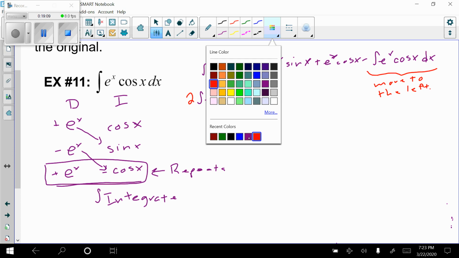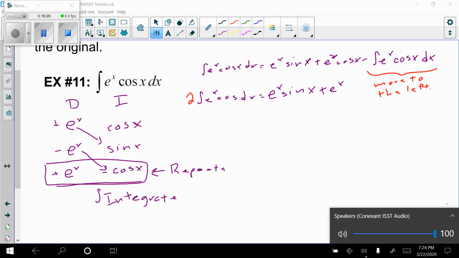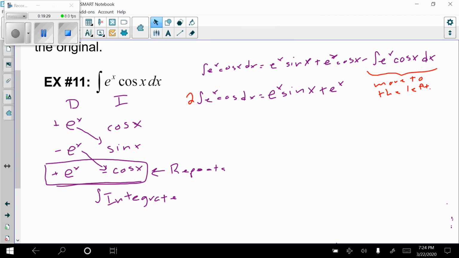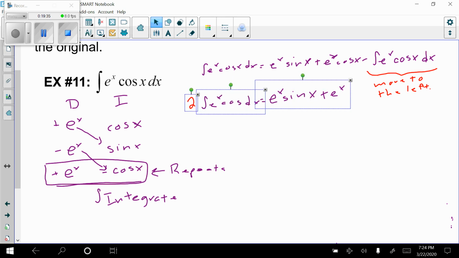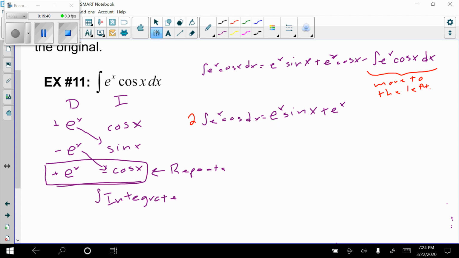So let me go back to my purple color here. And so I'll be left with e to the x times sine of x plus e to the x times cosine of x. I need to move this down a little bit. Are you going to cooperate with me, computer? Let's just slide it down a little bit. There we go.